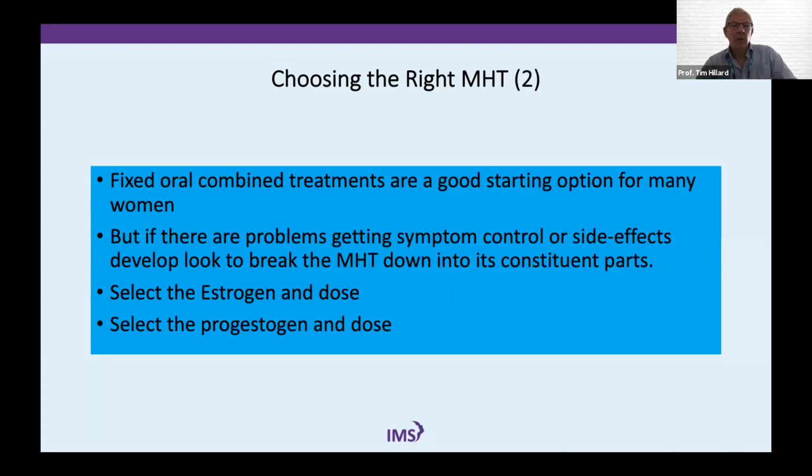So a good starting option is one of these fixed oral combined treatments. You may have your own favorite, and that's certainly reasonable as an initial starting point. But if you're running into problems with symptom control or side effects, then you need to break down the MHT into its constituent components. We look at the estrogen and the dose that you can choose, and you look at the progesterone and the dose, and then you mix and match. This may mean writing two separate scripts to get the right balance, but it's important as a menopause specialist to be able to understand this and work your way through it.